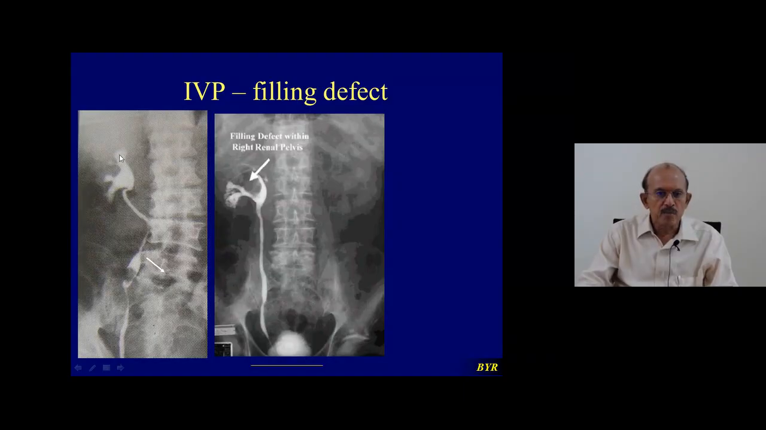Now you can see here, this is the pelvis, this is the calyces, and this is the ureter. And you can see a swelling of the ureter, and this part is not filled. So that means this is a filling defect. So there is a filling defect in the middle 1/3 of the ureter. And here you can see a filling defect in the pelvis of the kidney.